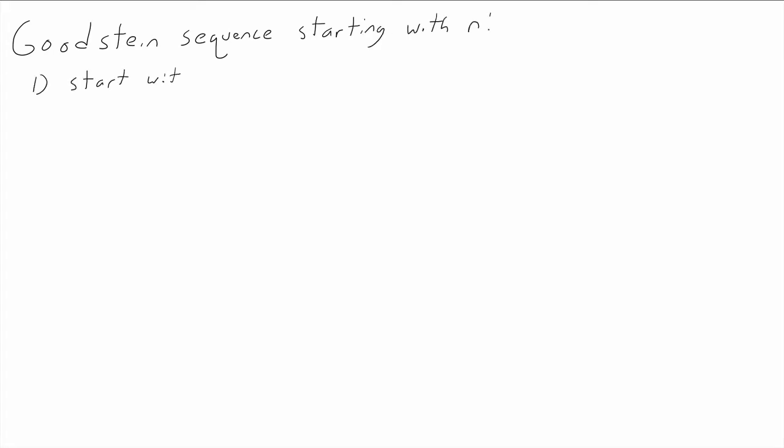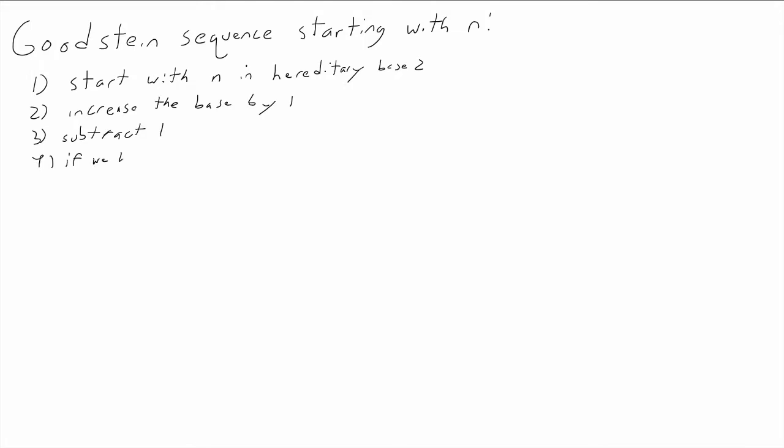Now we're ready to define Goodstein sequences. The Goodstein sequence starts with a number n and keeps rewriting it in different bases. So we start with n in hereditary base 2, and in each step we increase the base by 1 and then subtract 1 from the number. And if we ever hit 0, we stop.